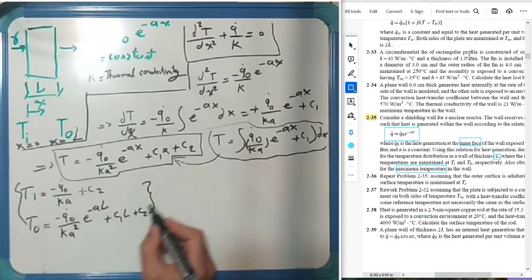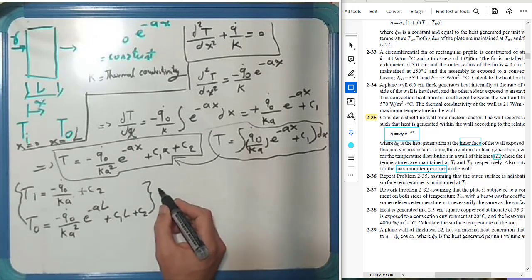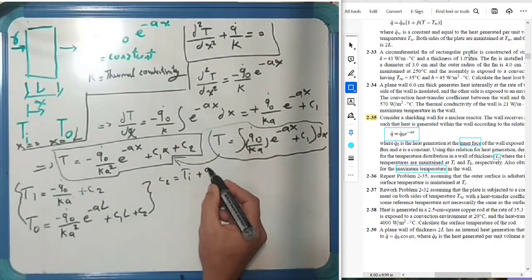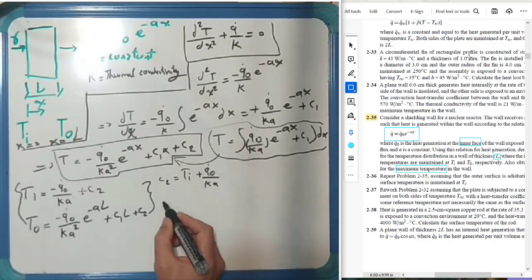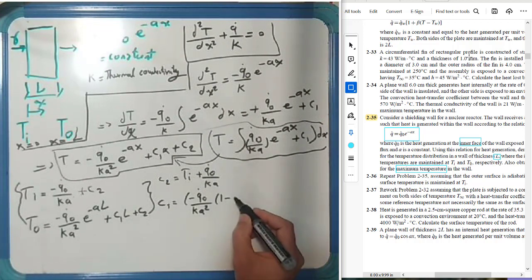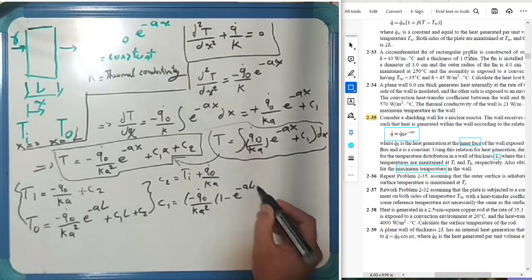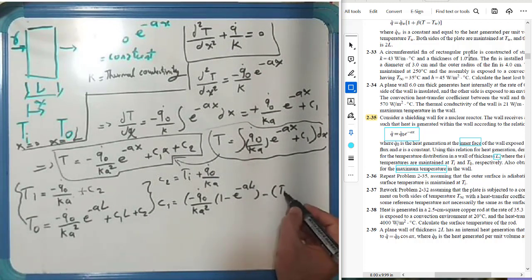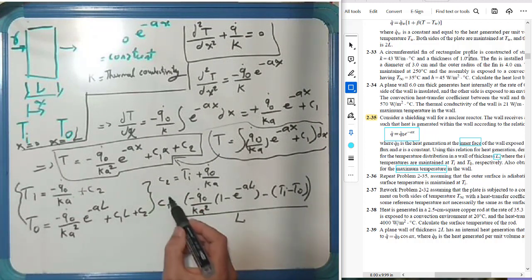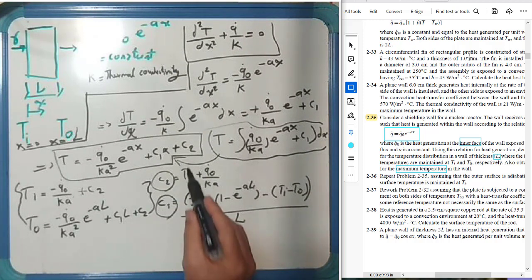And from these two equations, I will be able to find c2 is Ti plus q dot o over ka, and c1 will be minus q dot o over ka square multiplied by 1 minus exponential of minus al, minus Ti minus To, all of these divided by l. This is c1, okay.